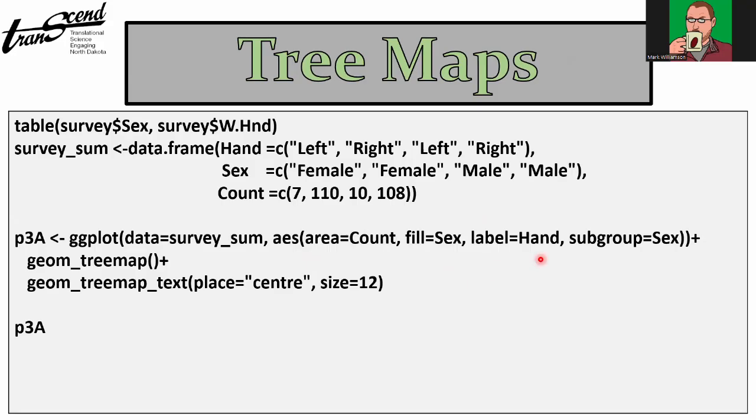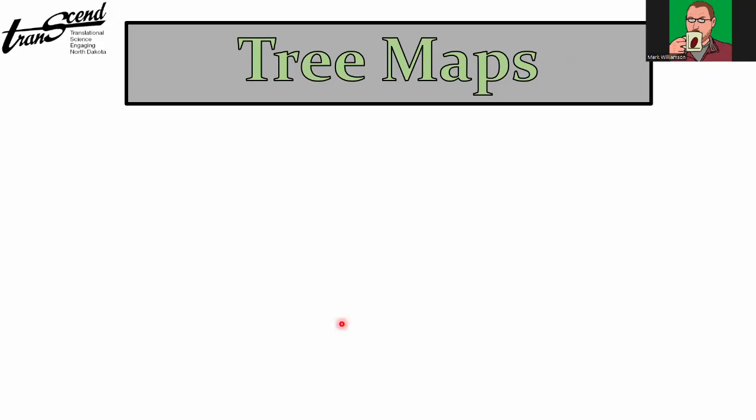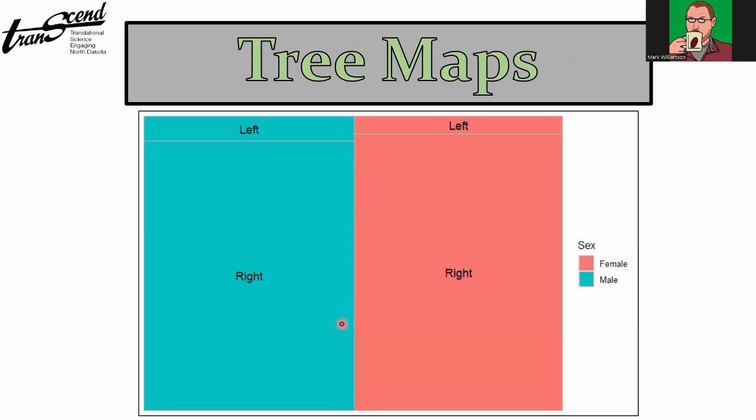Under fill, I want sex, and then label by hand, and then subgroup. I'm not really going to do a subgroup, but I could just leave this out or make this sex as well, so it won't differentiate. Then I can use the built-in tree map in ggplot, geom_treemap, and then you can add some more characteristics like geom_treemap_text and tell it where to go. I'll put it in the center and bump the size up to 12. And what that looks like here, very simple.